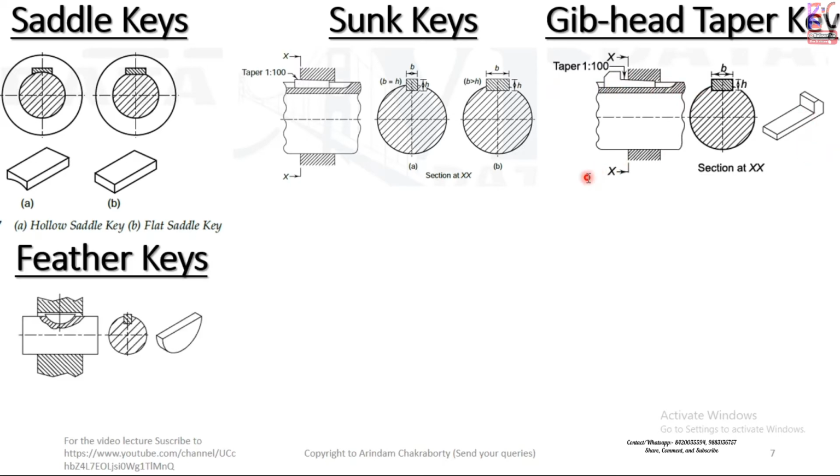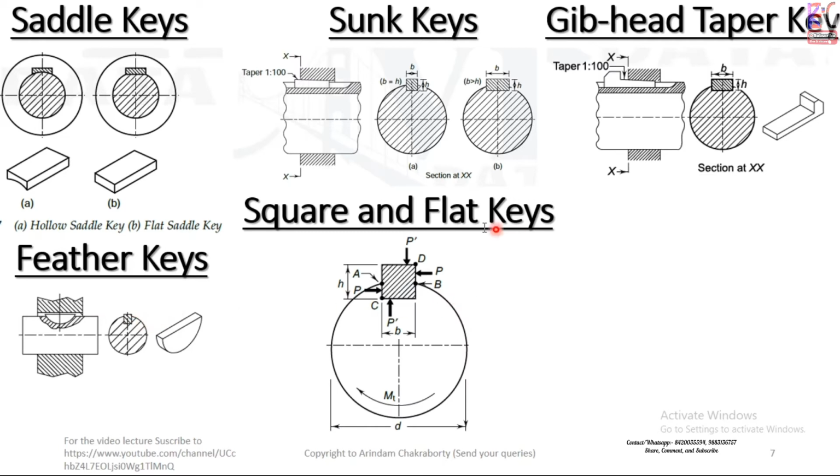Fine. What is a feather key? Feather key is where we give a small half cylindrical thing that we put inside, and this connects the pulley and the shaft. Next, what is square and flat? Square and flat is the same as this one only. There is a half square indent inside the shaft and the other half square indent is on the pulley. It is the same thing.